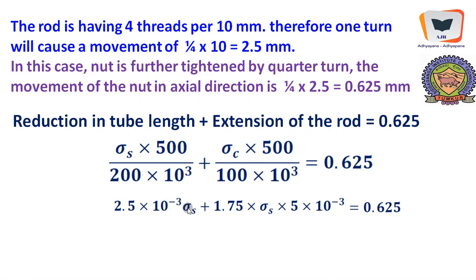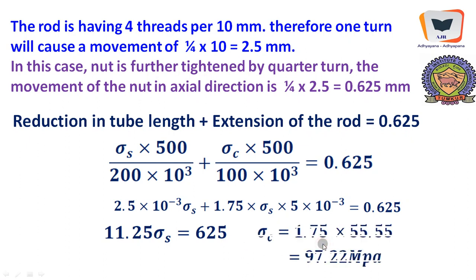2.5 into 10 to the power of minus 3 into sigma S, plus 1.75 into sigma S, because 1.75 into sigma S we have proved in the previous step. So 5 into 10 to the power of 3 will come up equal to 0.625. And if we calculate further, we will get 11.25 into sigma S equal to 625. So 10 to the power of 3 will get cross multiplied, and 0.625 will become 625. And upon simplification, we will find sigma C equal to 97.22.